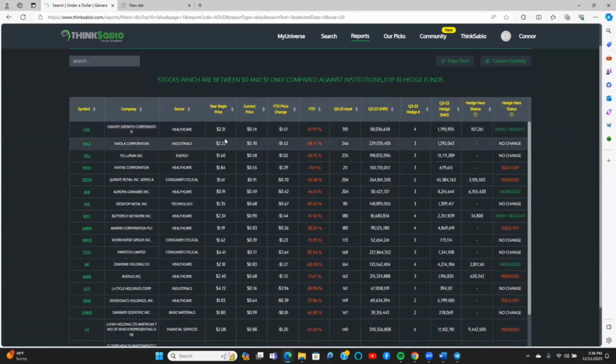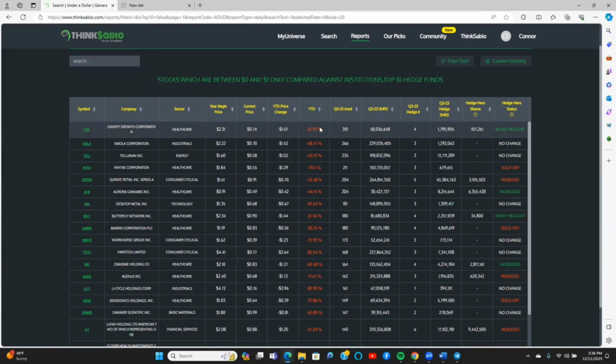From there, you have the year begin price, the price at the beginning of the year, and then the current price, so you get to see how it's changed over the current year. And a lot of the time, it's been a steep decrease, which is why it's trading under $1. You can see that based on the price change year to date and the year to date percent change.